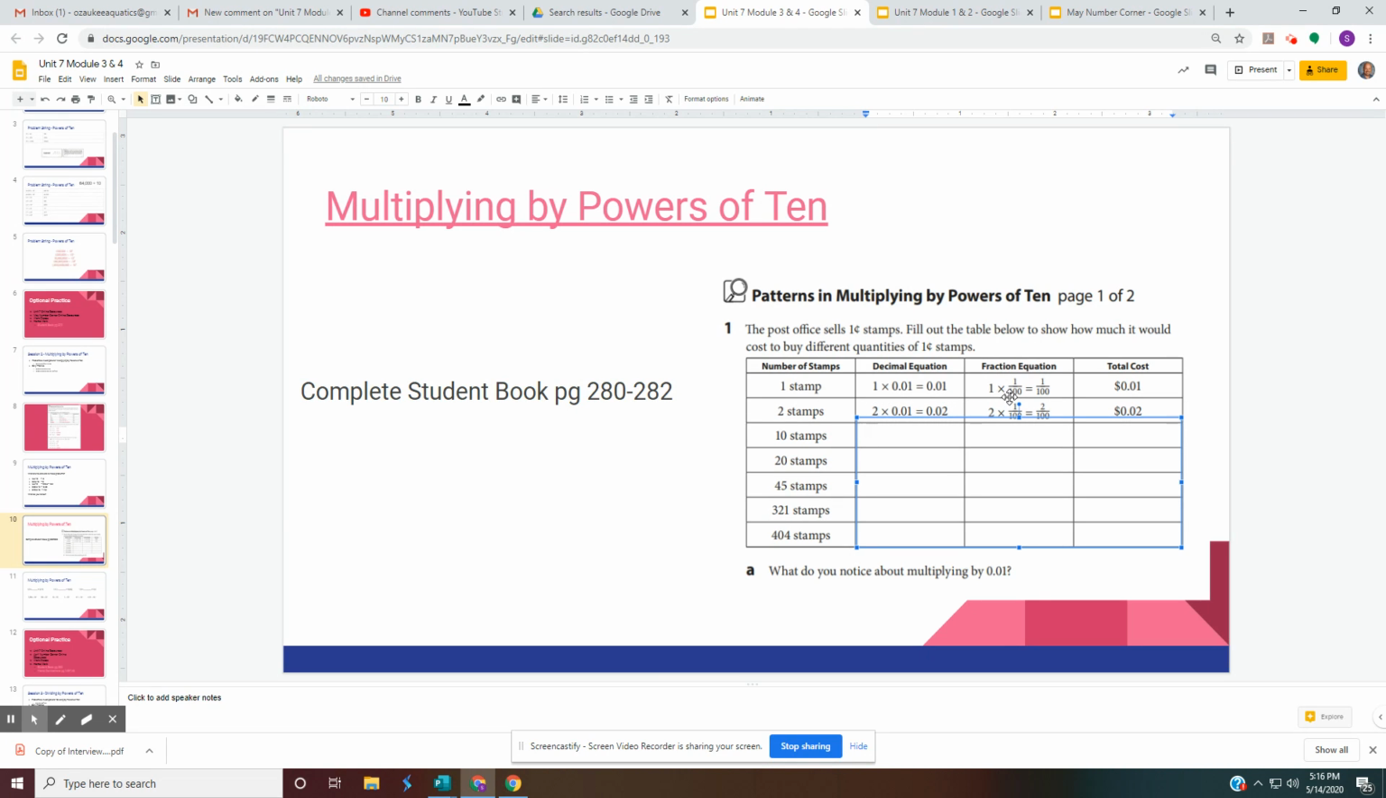I'm multiplying 1 times 1/100th, and I'm getting 1/100th, or 1 penny, and I have that. Again, if I multiply 2 stamps by 1 cent, or 1/100th, I get 2/100ths, or 2 cents. What if I do 10? I have to follow the same pattern.